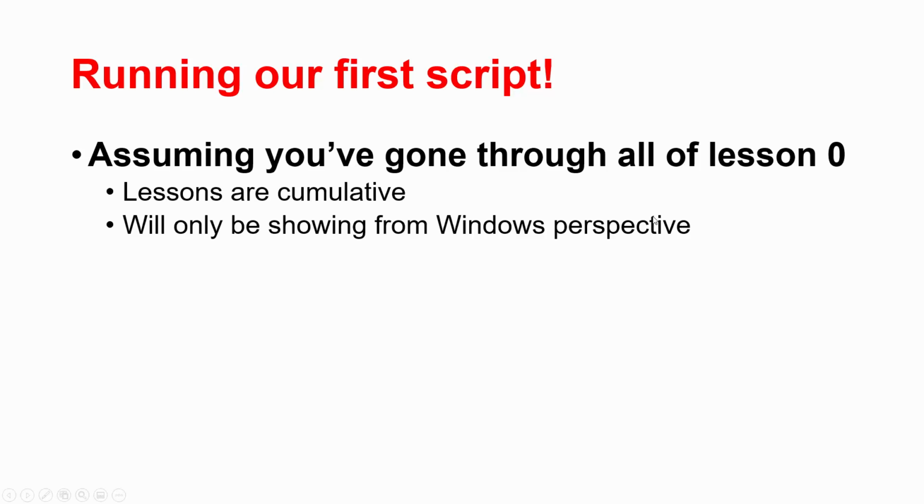First thing we'll be doing today is running our first script. Now, if you've gone through lesson 0 already, technically this wouldn't be the first one. Speaking of, this lesson and all subsequent lessons are cumulative. So for lesson 1, I'm going to assume you've gone through all of lesson 0. For lesson 2, I'm going to assume you've gone through all of lesson 0 and 1. This is very important because, like I said before, everything is going to be cumulative, so don't skip any lessons.